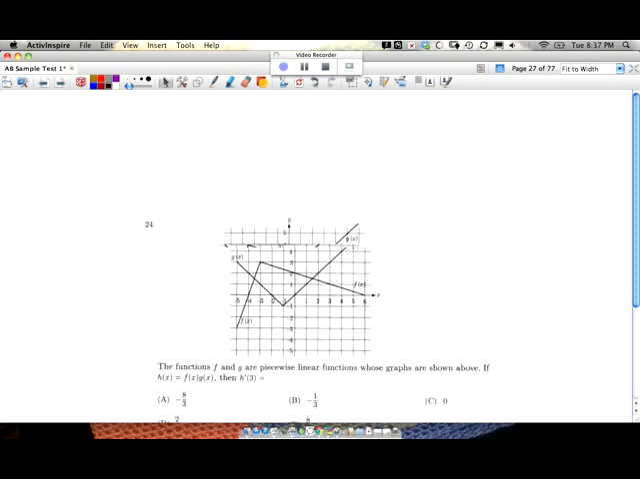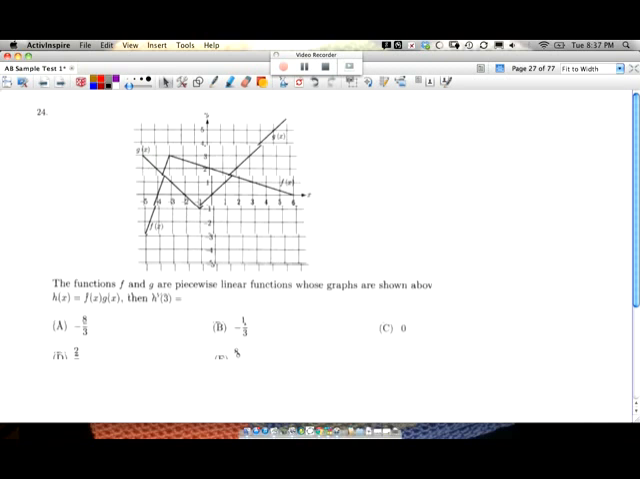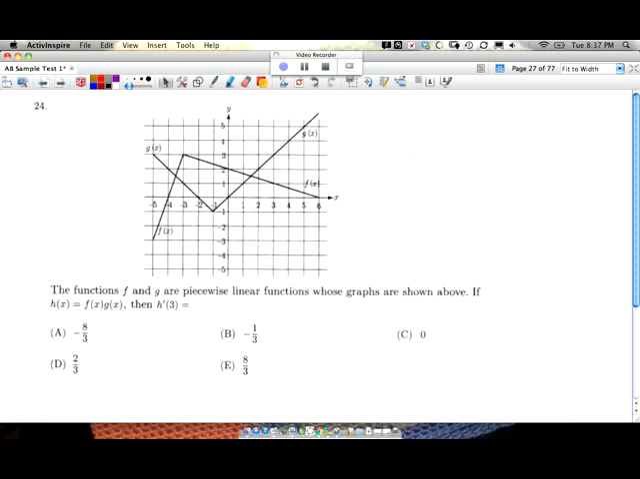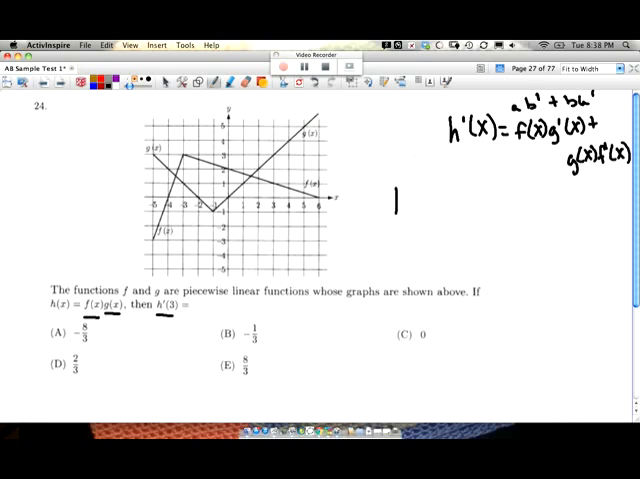Number 24. The functions f and g are piecewise linear functions whose graphs are shown above. If h of x equals f times g of x, then what's h prime of 3? Oh, all right. That means that h prime of x, now we got a derivative, is going to be like ab prime plus ba prime, which is f of x times g prime of x plus g of x times f prime of x. So h prime of 3 is really f of 3 times g prime of 3 plus g of 3 times f prime of 3.